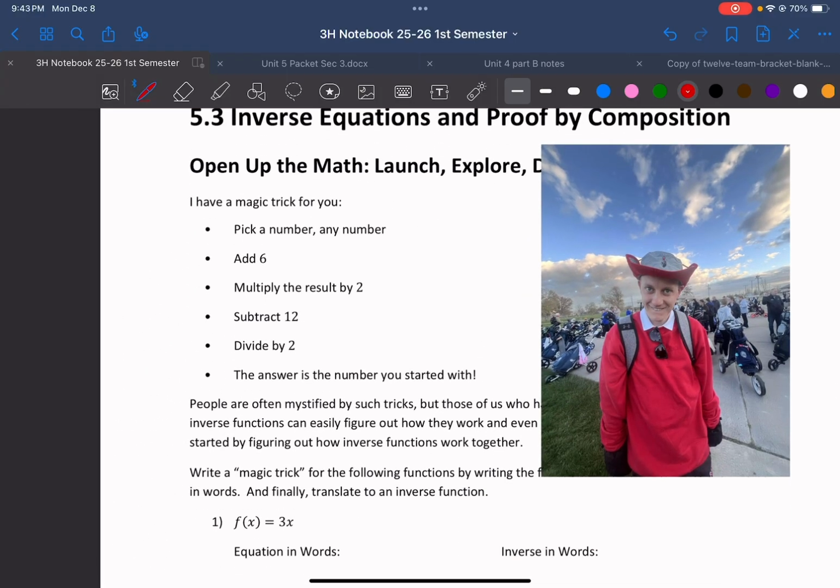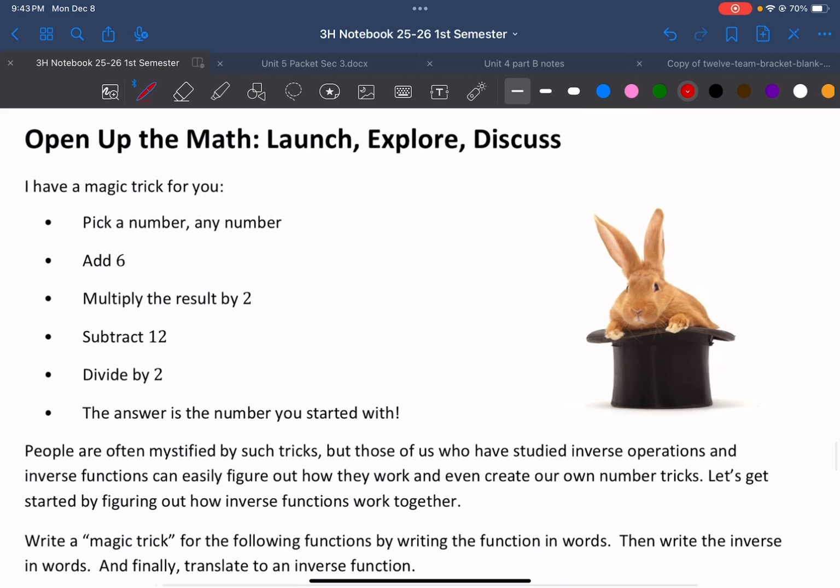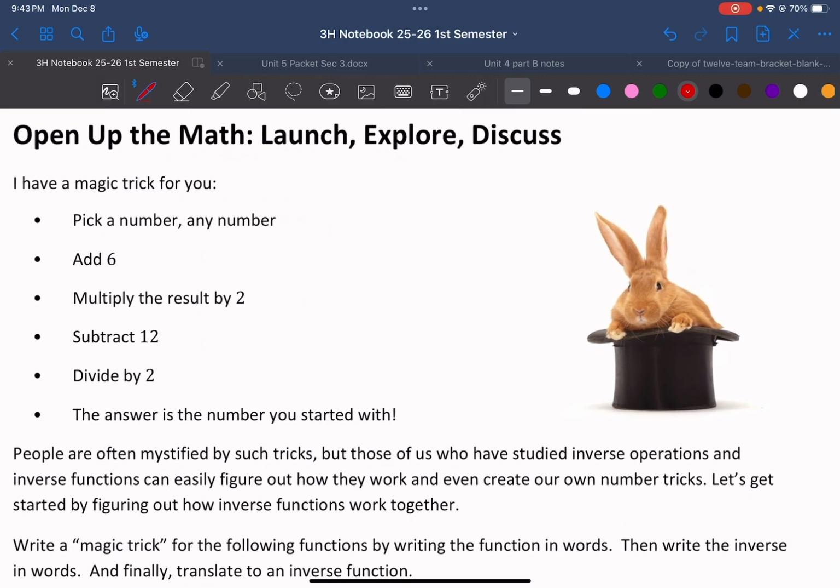Let's start off with a magic trick. Pick any number. Add 6. Now multiply the result by 2. Continue with it. Subtract 12. Divide your number by 2. And the number you have now is the number you started with.